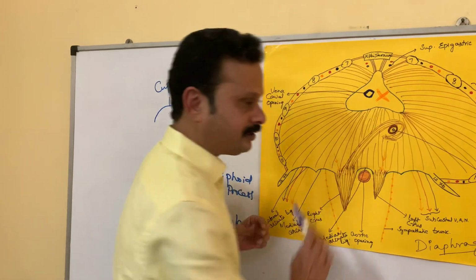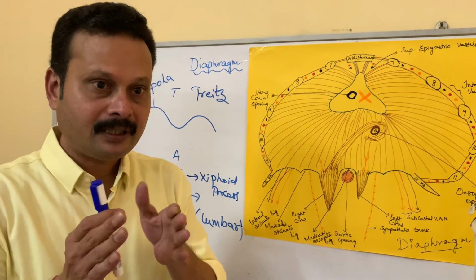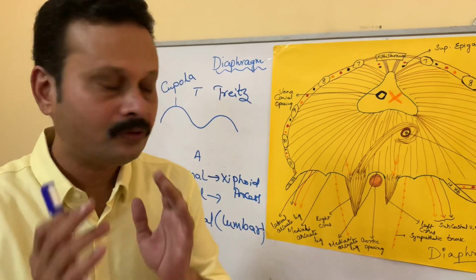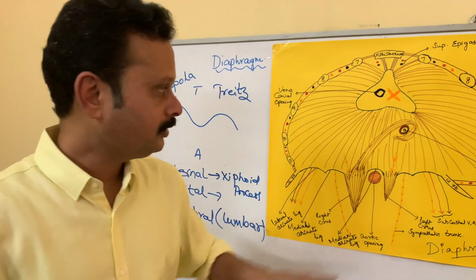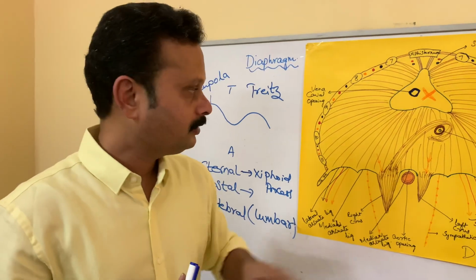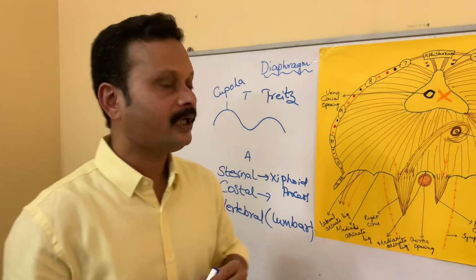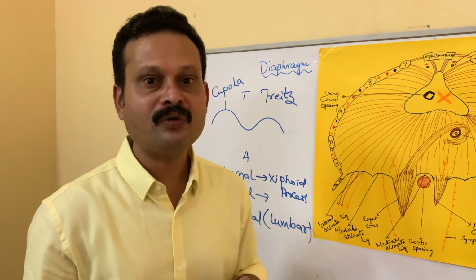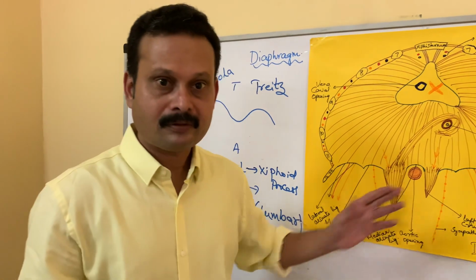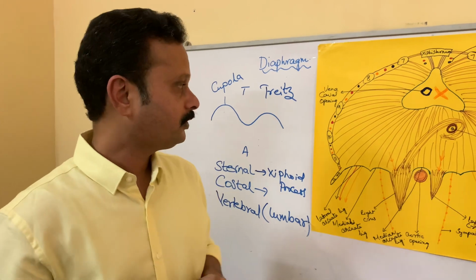Coming to the left crus, it is smaller. It extends from the left half of the anterior surface of upper 1 or 2 lumbar vertebrae. It is smaller than the right crus. It gives attachment to a ligament called the gastrophrenic ligament, which is attached to the stomach.